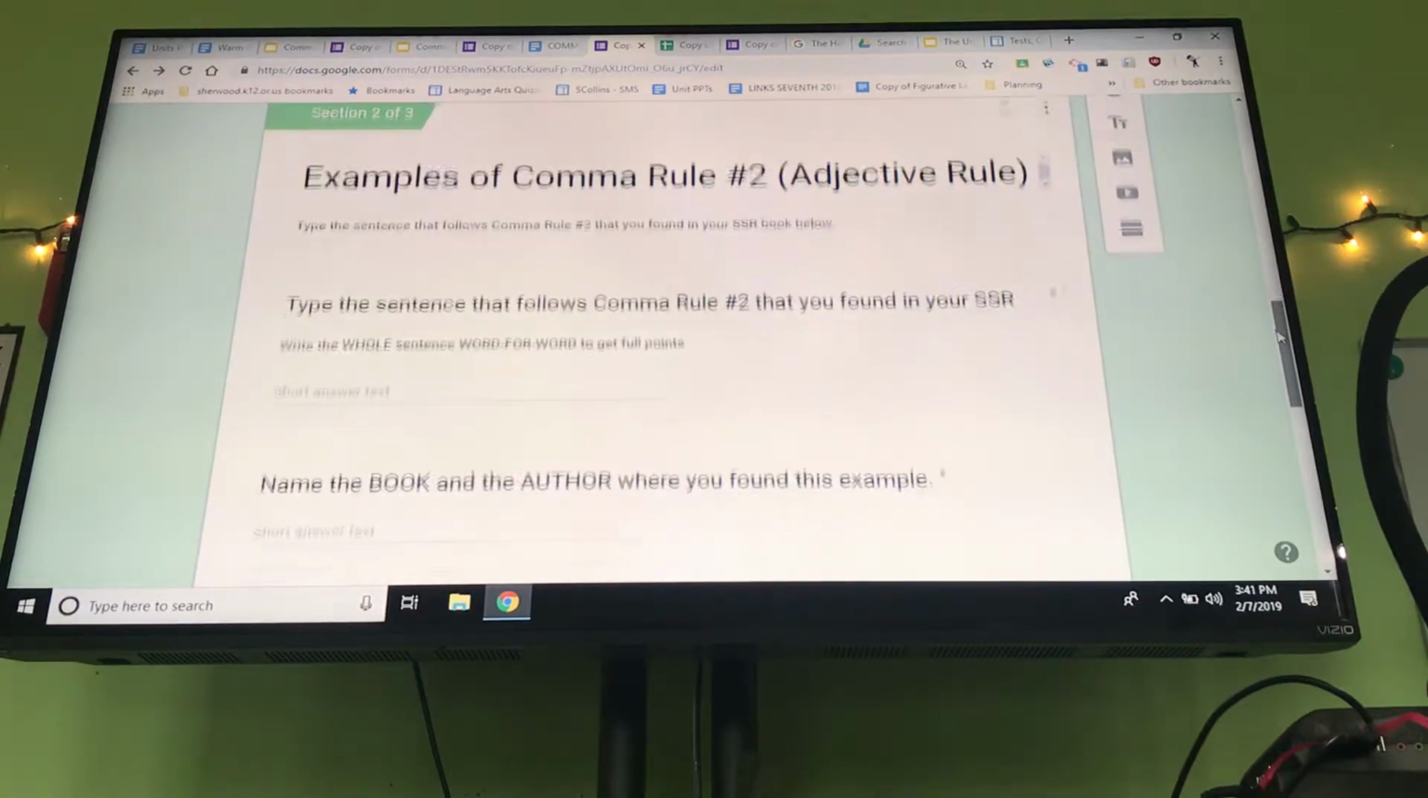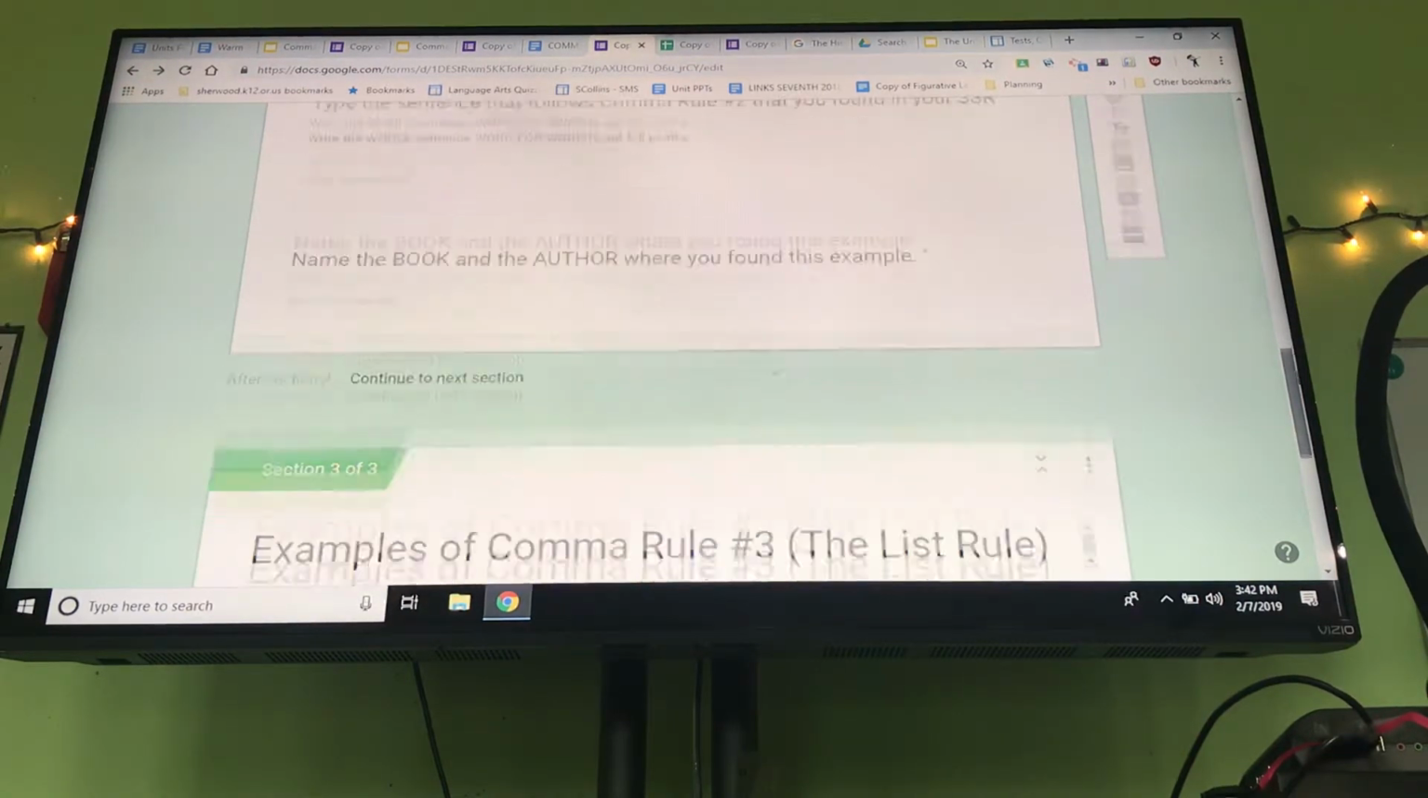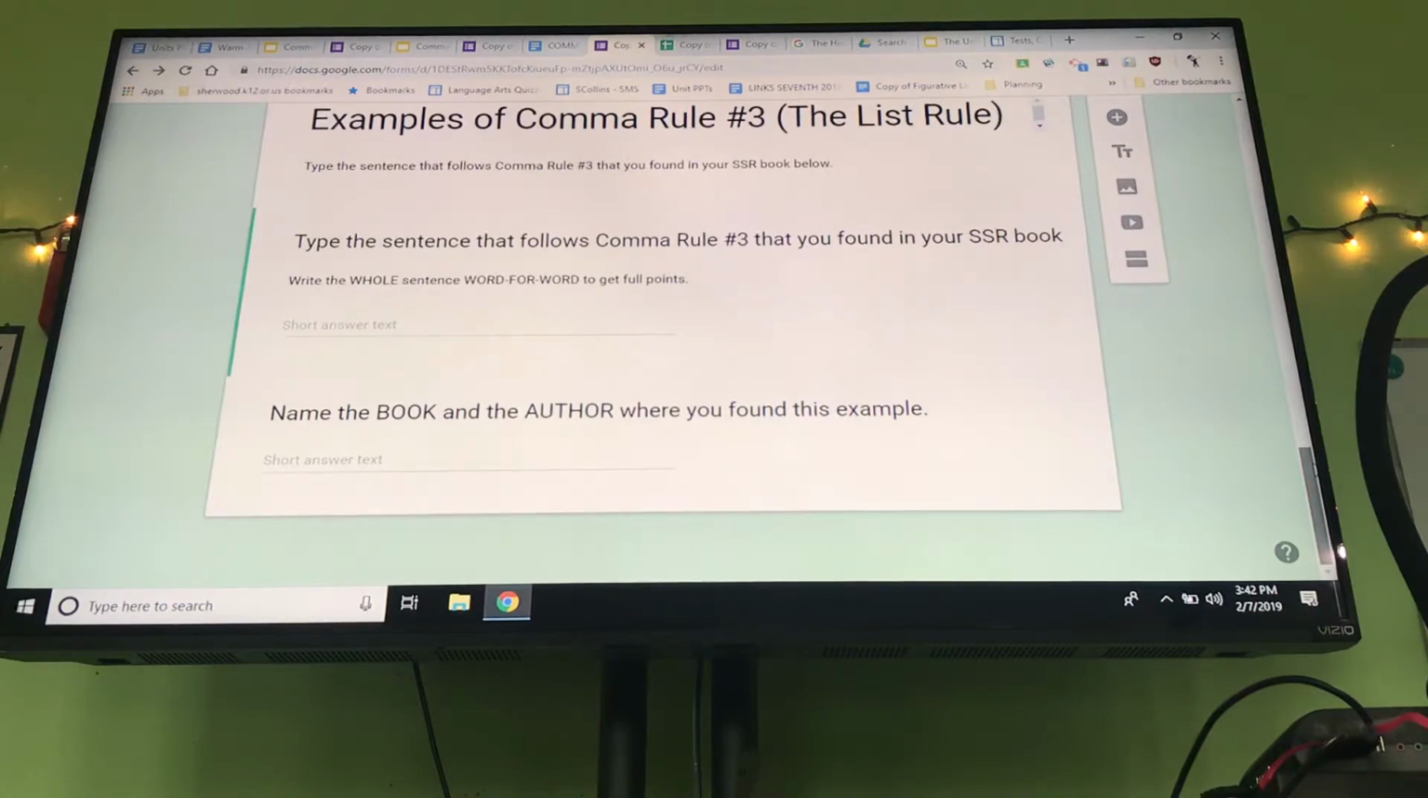So you'll find your example of comma rule number 2, the adjective rule. You write it here. Write the book and author. And make sure that you write it word for word as it is in the book. They should be well-written sentences because they're published and they're in your book. You don't want to mess up the sentence by not putting capitals or not putting periods. You want to write it exactly as it is and be like, look at this gem that I found in my book. Then, list number 3.